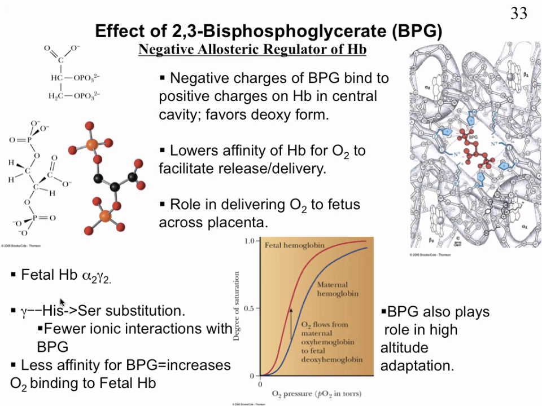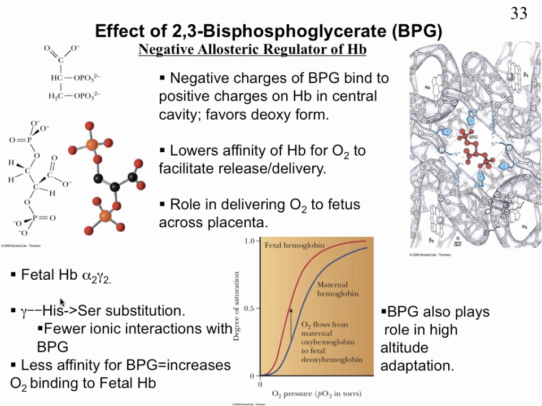So this is something that's happening in all of us right now. We have 2,3-BPG in our blood, and it's part of what's causing the sigmoidal behavior of hemoglobin. There is also a role for 2,3-BPG in delivering oxygen to the fetus from a pregnant mother, and there's an actual biochemical basis for this. Fetal hemoglobin is different from adult hemoglobin. Instead of having the beta-2 polypeptide chains, it has a different polypeptide chain, which is called alpha-2.